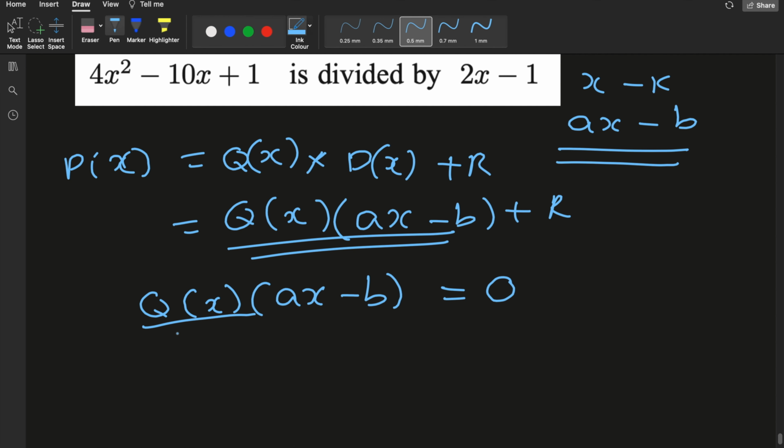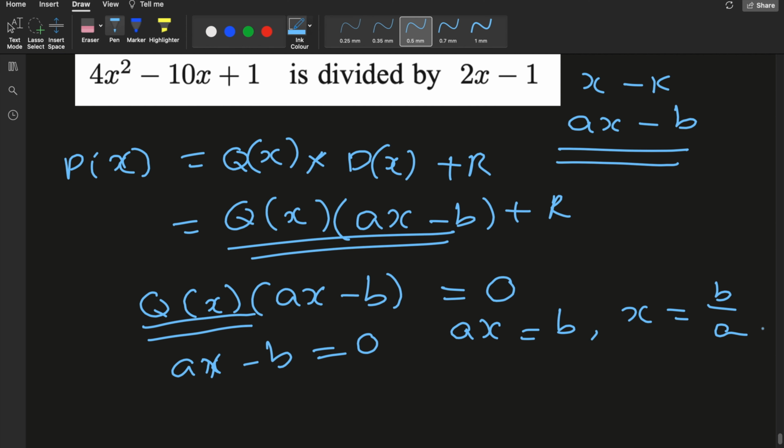So this, the quotient, we're not 100% sure that it's going to be 0. In most cases, it's never going to be 0. So we are supposed to make this 0. So ax minus b equals 0. So upon rearranging, we get ax equals b and x equals b by a.